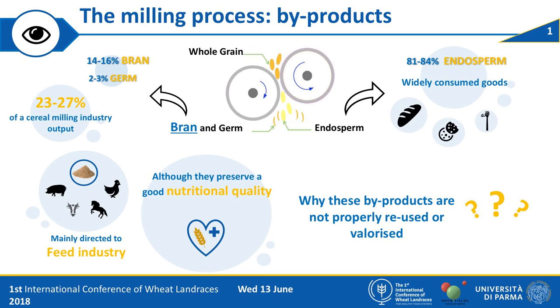So, I will start by giving a brief introduction of the milling process. As most of you know, the milling process has the main objective to separate the endosperm from the other outer layers of the caryopsis. And while the endosperm is used as the raw material for the production of most bread and baked goods, the bran and the germ represent about 27% of cereal milling industry output.